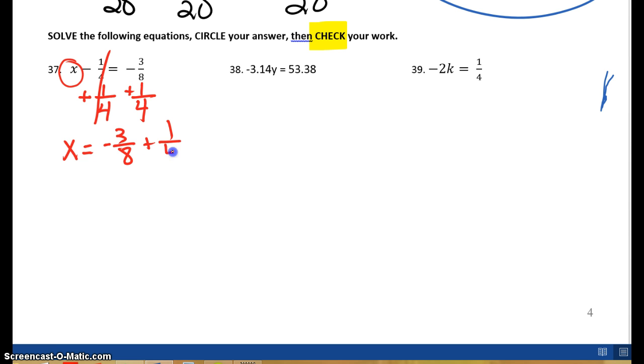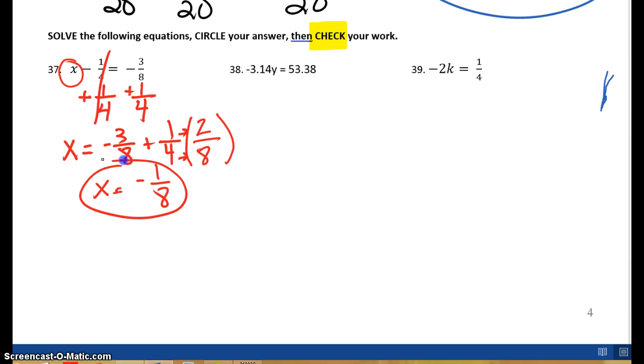plus 1/4. Now I can't do anything with this yet because, again, with these fractions, I have to make sure I have common denominators. So I'm changing this really quick here to 2/8 so I can see this a little bit better. And I end up getting x to be equal to negative 1/8. I have negative 3/8 plus 2/8 here, so it's just negative 1/8. Now, I have that to be my final answer, so I'm going to circle that because that's what I believe to be correct.